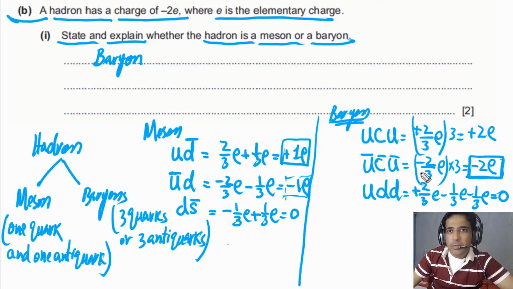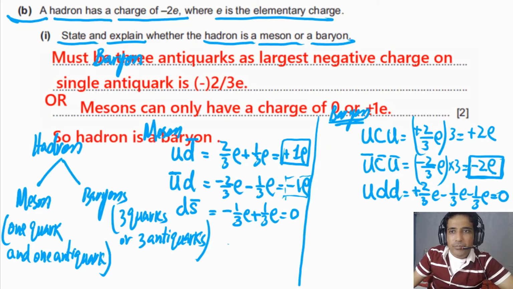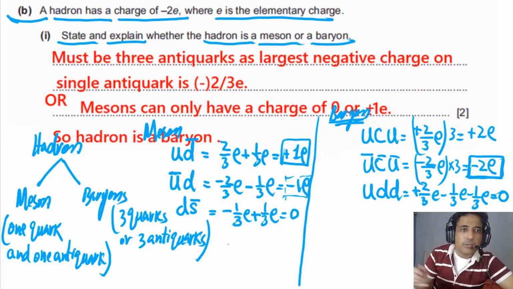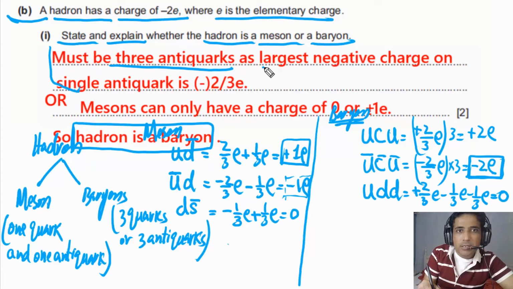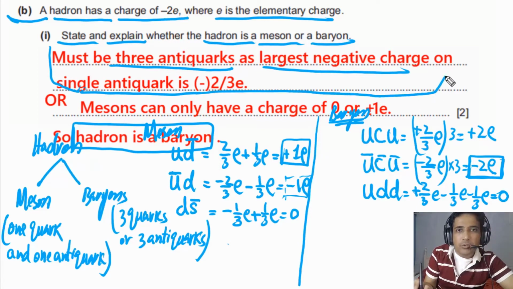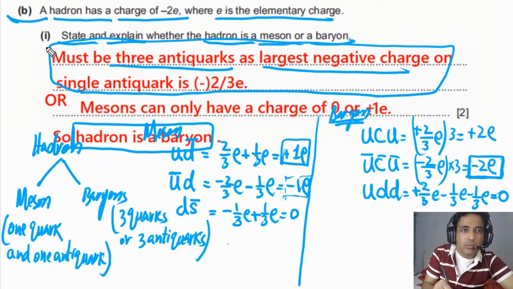Now let me show you how you can write down the answer for this question. This is how you can write down the answer. You can explain this in 2 different ways. One thing you can say is the hadron is a baryon, and this has 1 B mark. Then you can explain, you can say there must be 3 antiquarks, as the largest negative charge on a single antiquark is -2/3e. So you will get 2 marks. This is one way to explain.